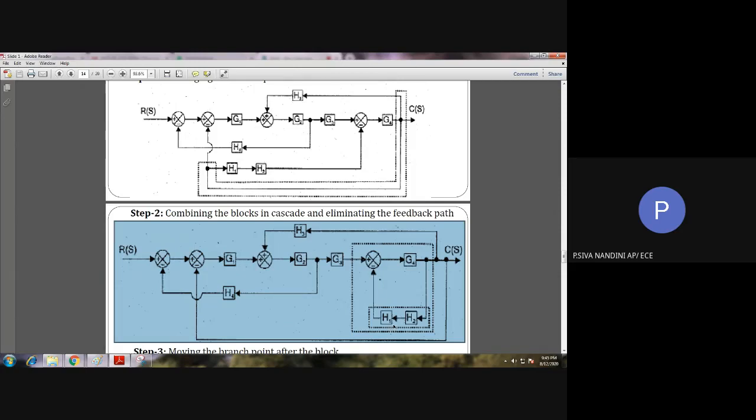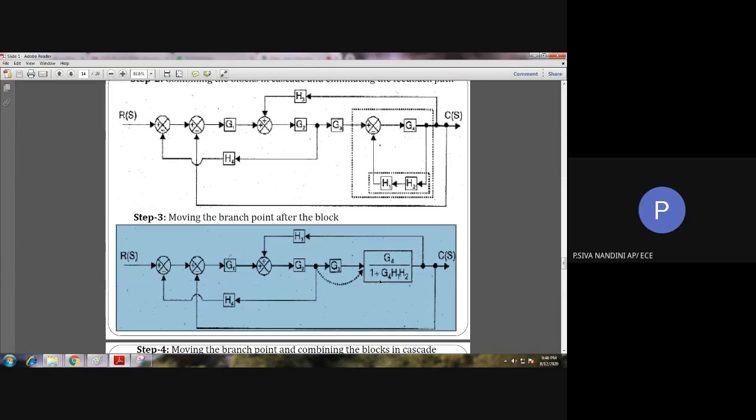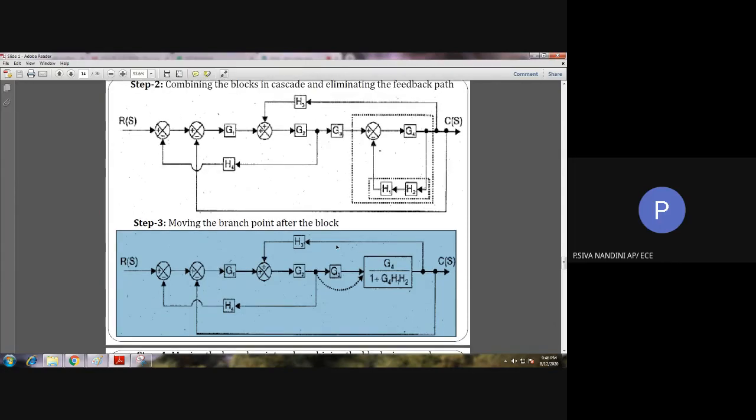So like this, we have obtained the block diagram here. Then we can see we have series blocks. So combining H1 and H2 in series, we then have a negative feedback loop. We can simplify this negative feedback loop as per the formula G by 1 plus GH. Instead of G we have G4, and instead of H we have H1 and H2. Thus we obtain this single block. The rest is the same as step number 2.